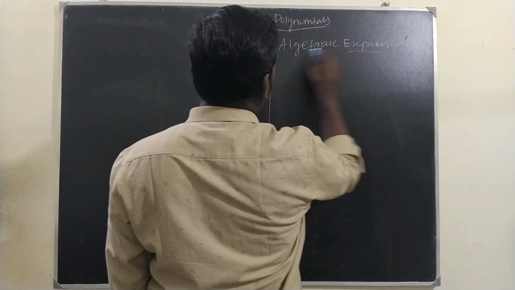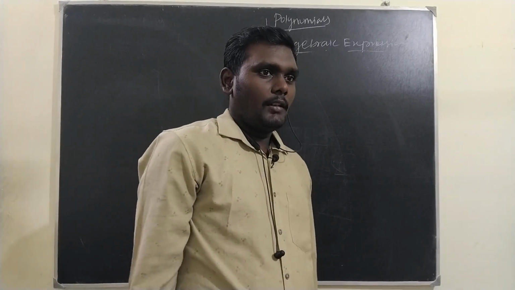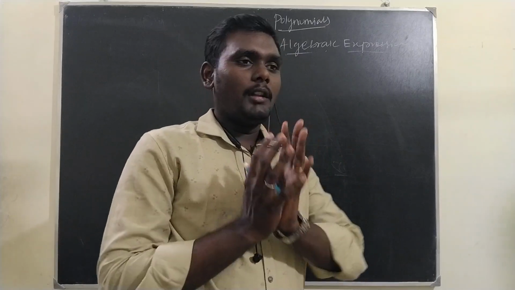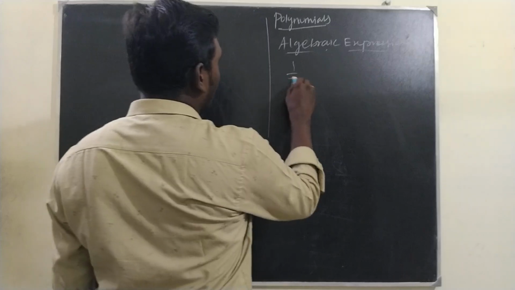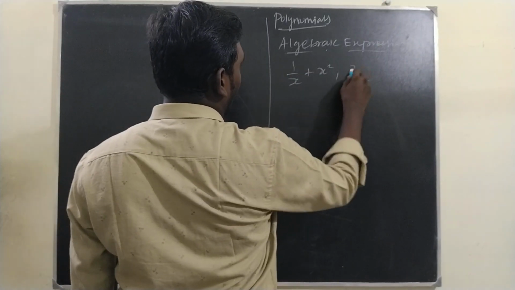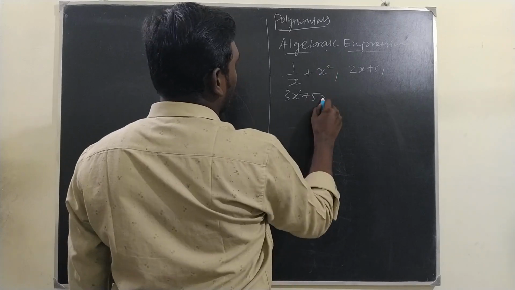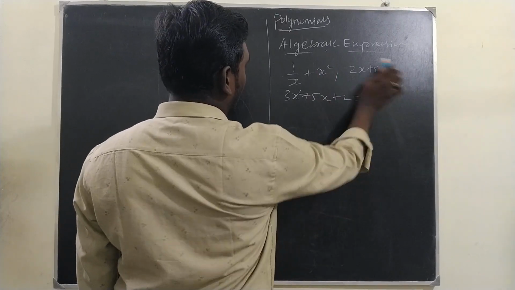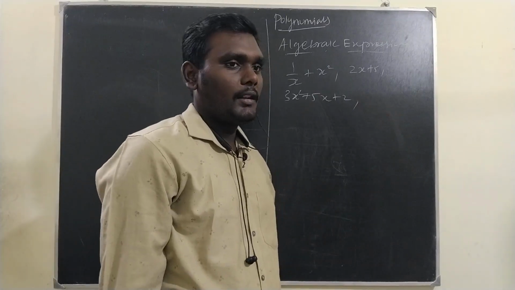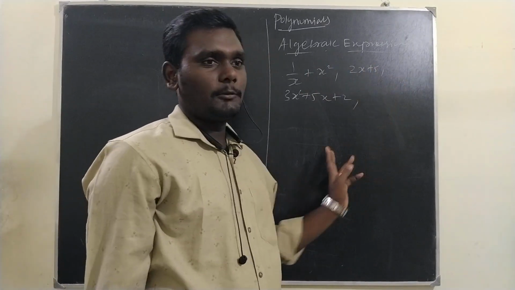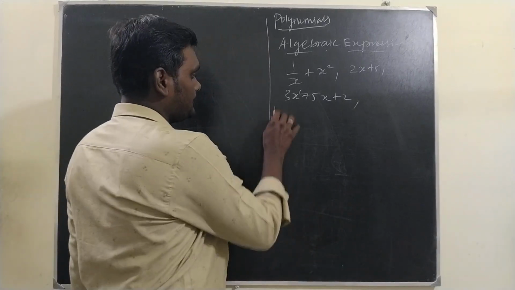We have studied this topic in 8th class, remember? Algebraic expressions are a combination of constants and variables, be it 1 by x plus x square, or 2x plus 5, or 3x square plus 5x plus 2. Equals 0, like not equal to 0: when the equal sign is involved, that is an equation. So these are algebraic expressions. Among these algebraic expressions, what does polynomial mean?